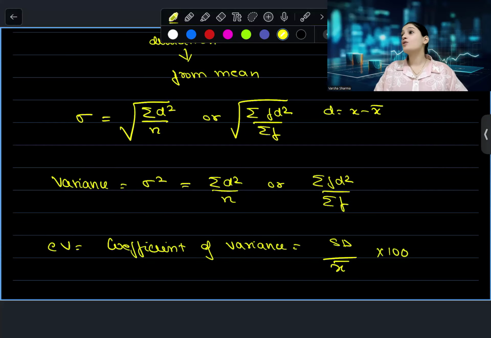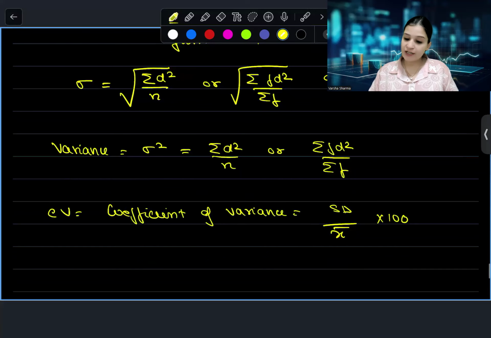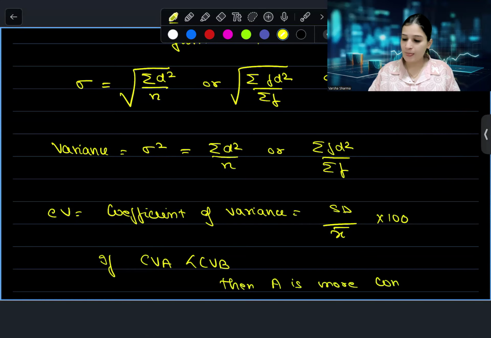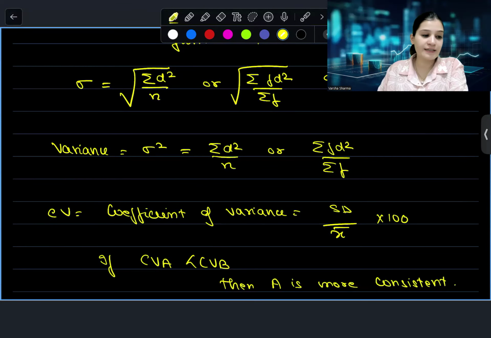And as I said, we want to compare. While comparing, we always use CV. So if there are two data sets A and B, and the coefficient of variation of A is smaller than that of B, so smaller value is good. Then A is better data. A is more consistent.